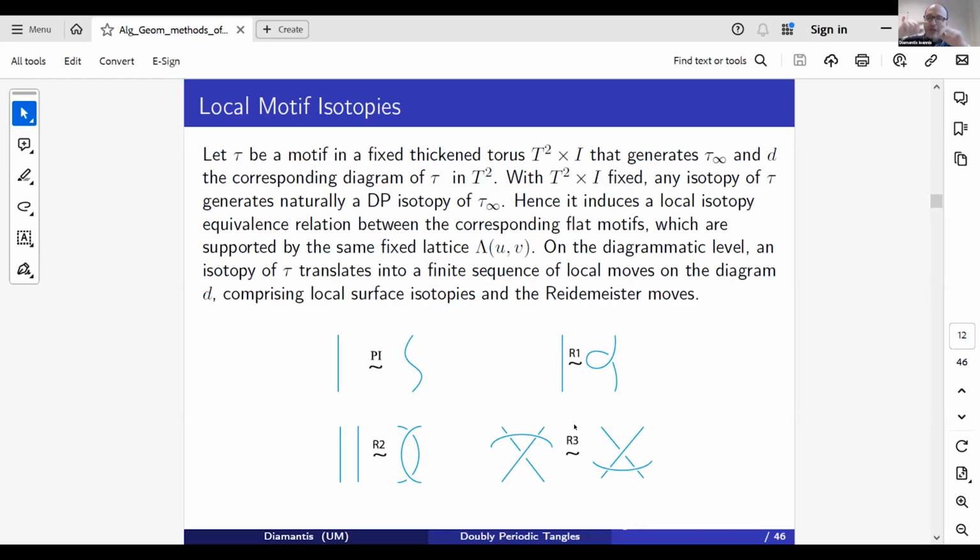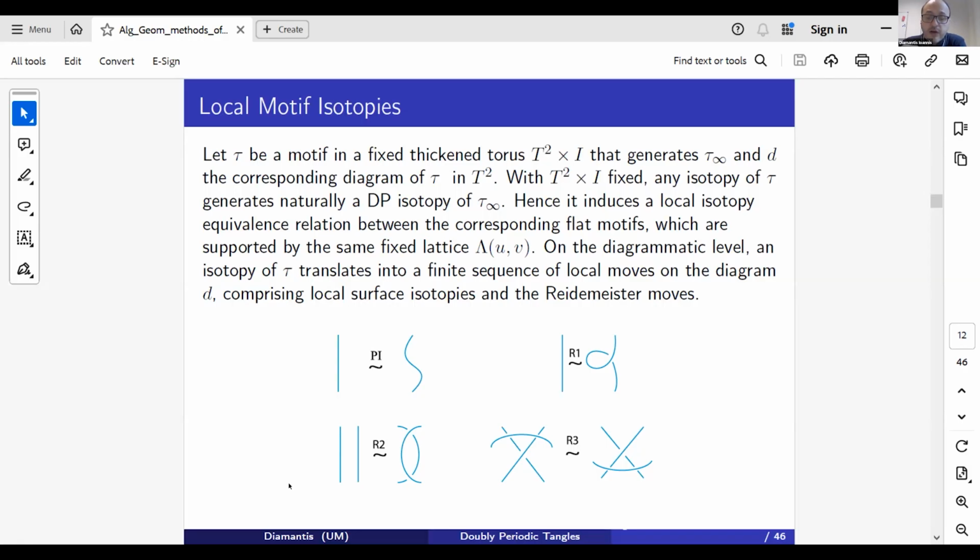The ones that you will choose to cut your thickened torus in order to obtain your flat motif, the flat motif diagram, right? So the identification space. And also don't forget that we also have the planar delta move, where you just turn a strand into this curly stuff. All right, so that's the first thing, which is straightforward, and that's something that we expected.